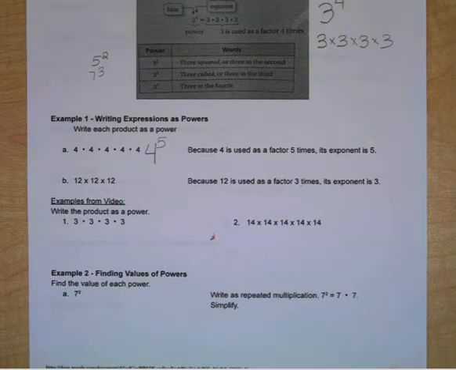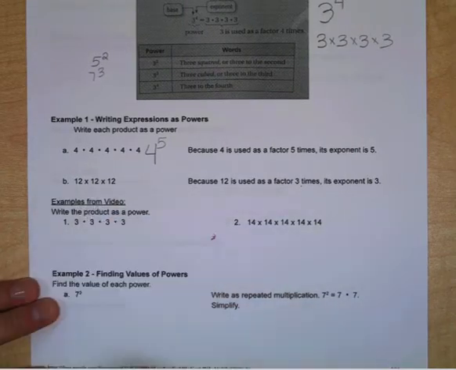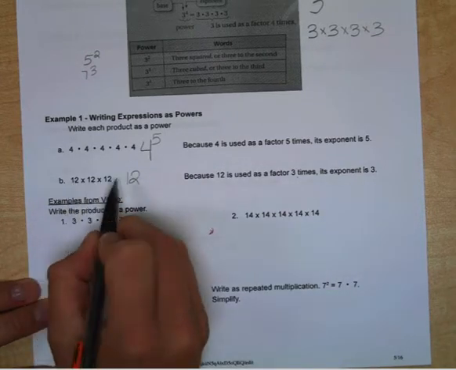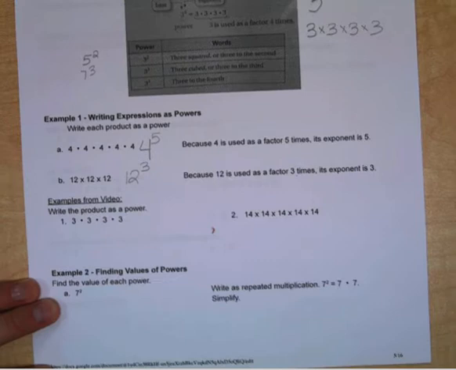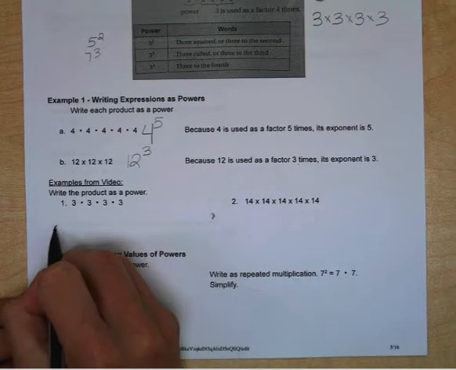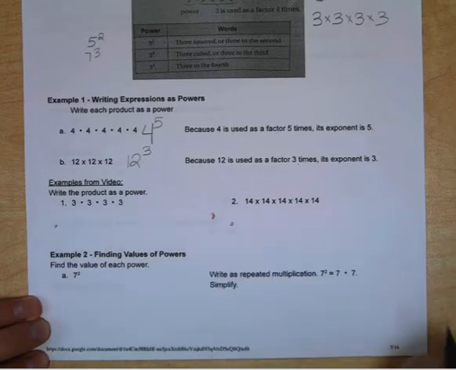Okay, for example B, 12 is going to be our base, and then we need to see how many 12's do we have. 1, 2, 3. We have 3 12's. All right, there are 2 examples from the video that I'd like you to do here on your own. Go ahead and pause the video, and then we'll come back for example 2 when you are ready.